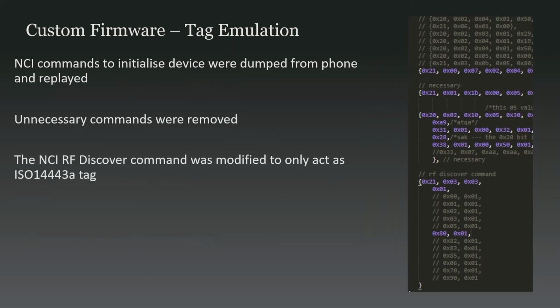I took all the NCI commands that were usually sent by the phone to the chip, and just dumped them into a byte array and replayed them. I then went through each one and found out which of them weren't actually required for the chip to run as I needed it to, so that I could reduce bloat on the commands being sent. And then I used what I discovered to be the RF discover command, which was the last command sent, and took away all the parameters which set it up into NFC reader mode, or used different protocols, and just kept it for protocol 80, which turned out to be the ISO 14443A tag emulation mode.